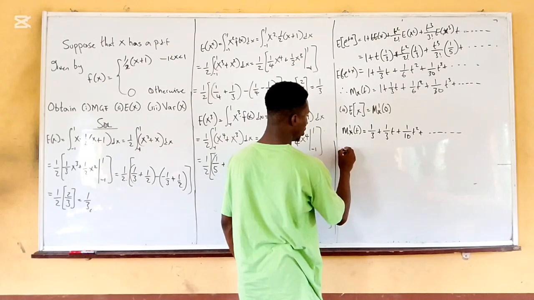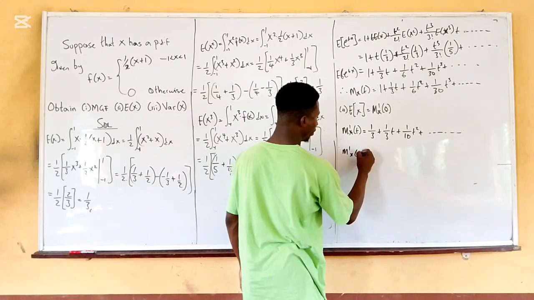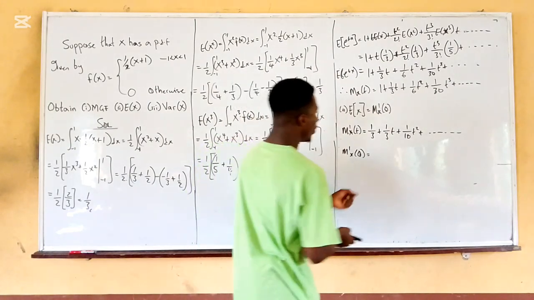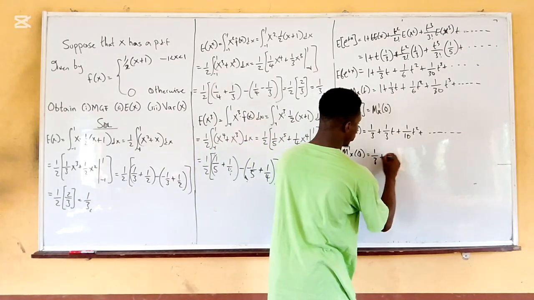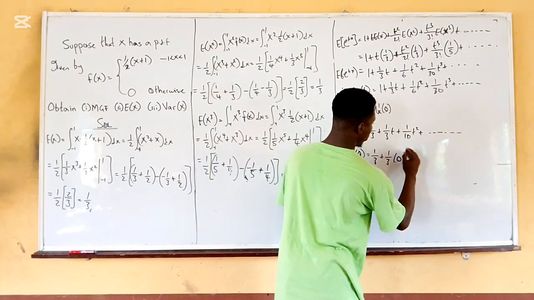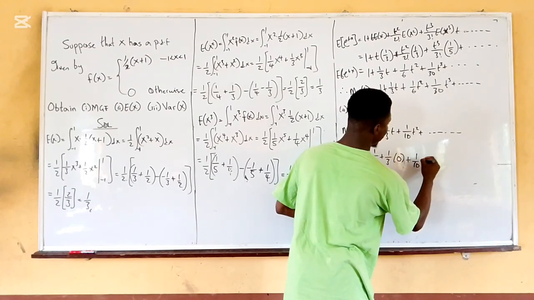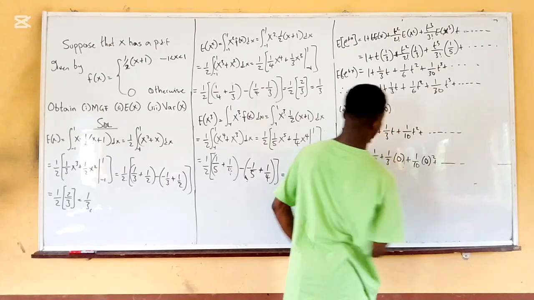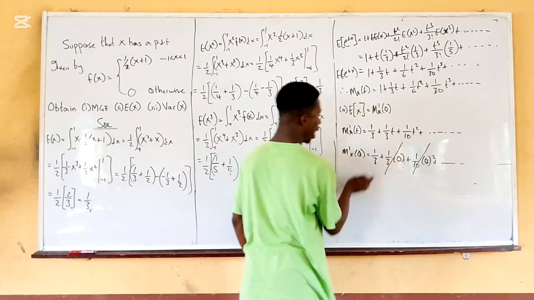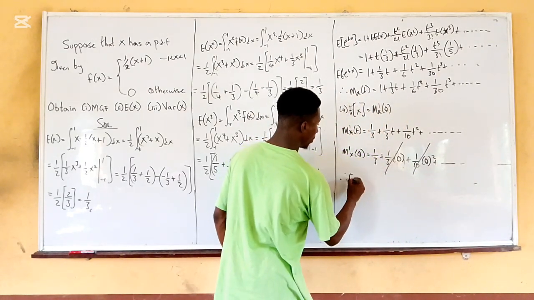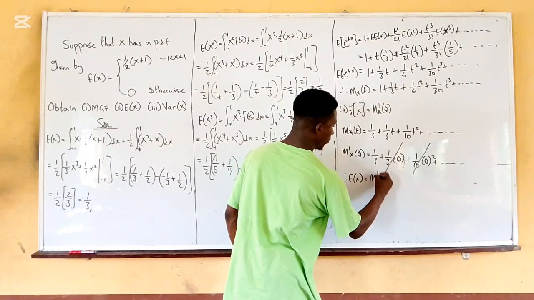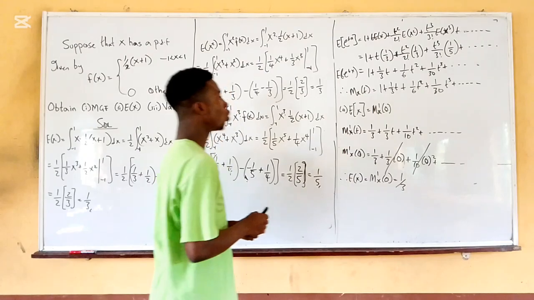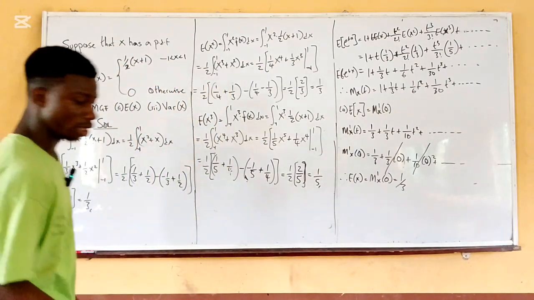Now remember that my mean is M prime X of 0. That is, anywhere I see t, it will be equal to 0. If I put t equal to 0, that's 1 over 3 plus 1 over 3 times 0, plus 1 over 10 times 0 squared. This one will be 0, this one will be 0. I have 1 over 3. Therefore, the expectation of X, which is M prime X of 0, is 1 over 3. That is, my mean is equal to 1 over 3.